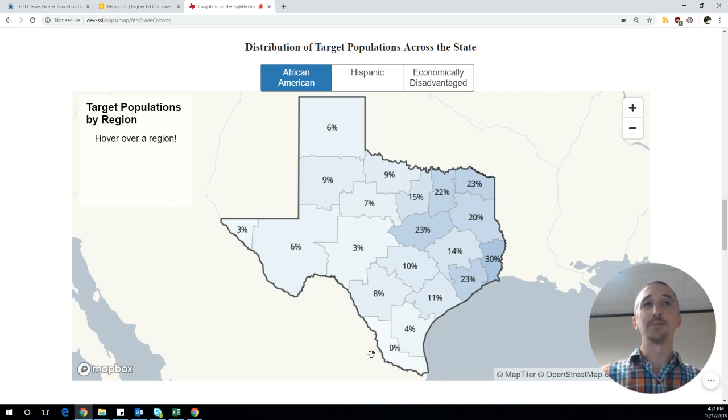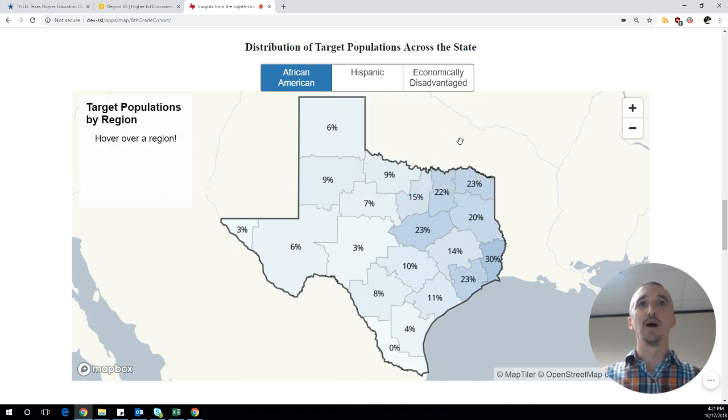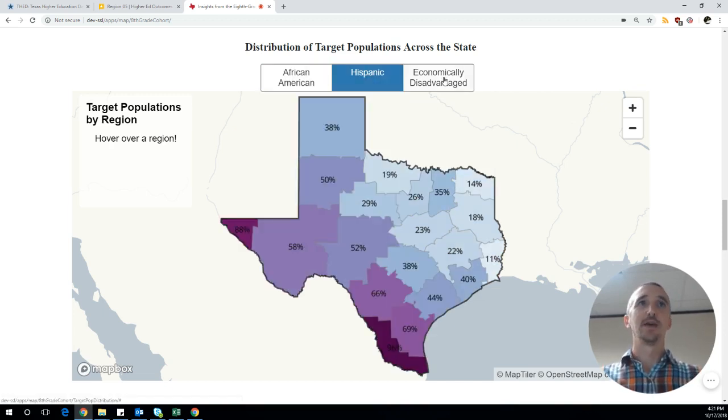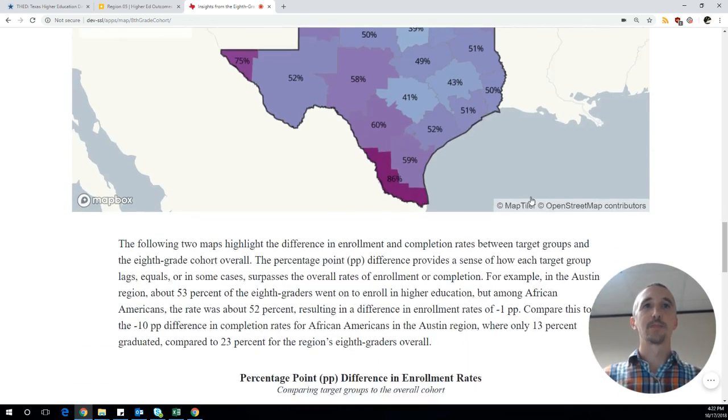Interesting for me, I'm not from Texas, this map also shows you where African Americans make up a higher concentration of the cohort, especially in East Texas, whereas in North, West, and South Texas, there's a lot fewer. You can also look at the distribution of Hispanic students and economically disadvantaged students, which was also surprising to me, to see the very high rates of students identified as economically disadvantaged in the 8th grade cohort throughout the state.